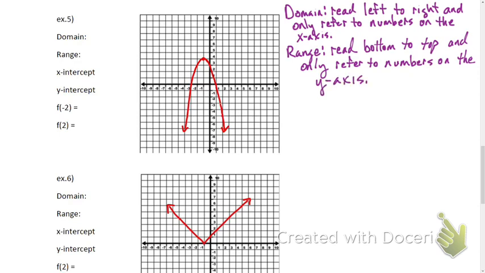So on number 5, I'm going to scan that graph left to right, and whenever I look at those arrows, that tells me that anytime an arrow is drawn, that means it's going forever in that direction. So while it is pointed down, it's also slightly left, and it's also slightly right. So if I'm scanning this thing left to right, I would say it's going forever to the left and forever to the right. So it's negative infinity to positive infinity, which is all real numbers.